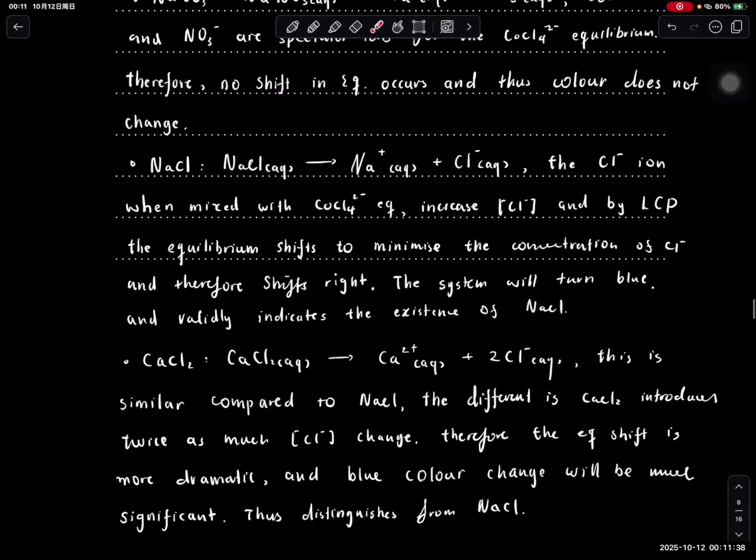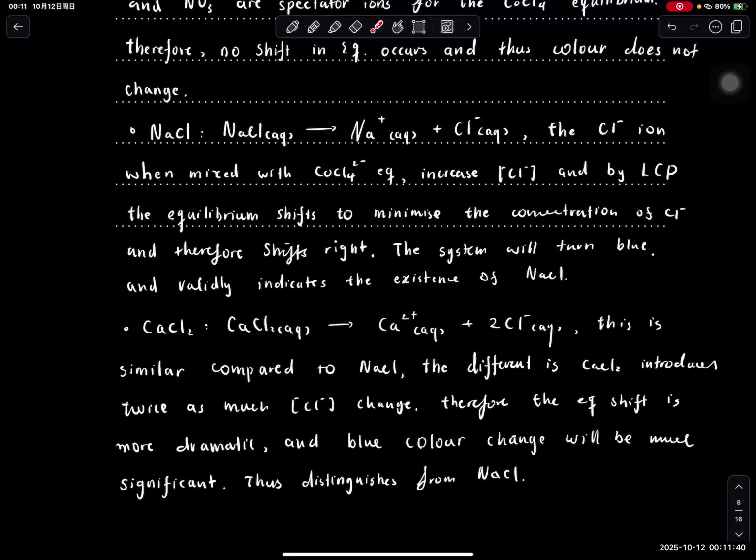And then the last one is calcium chloride. Okay, so calcium chloride dissociates like this. So you see how it produced 2 chloride ions instead of 1 above. So this is very similar compared to sodium chloride. It's still going to increase the concentration of chloride ions, still going to shift forward. It's still going to turn blue.